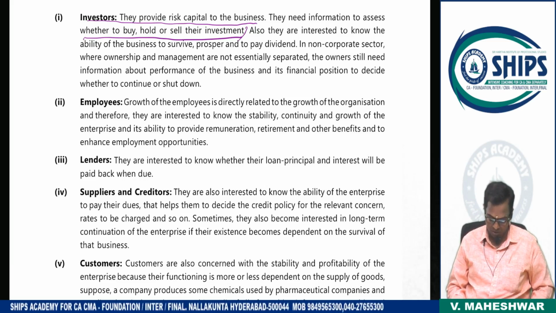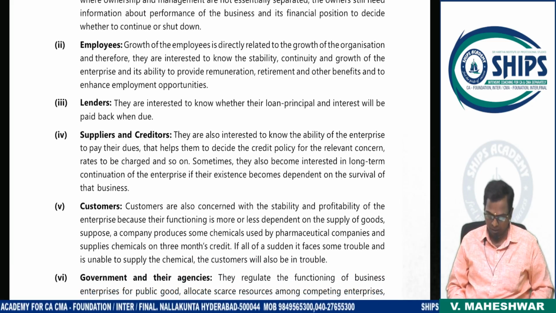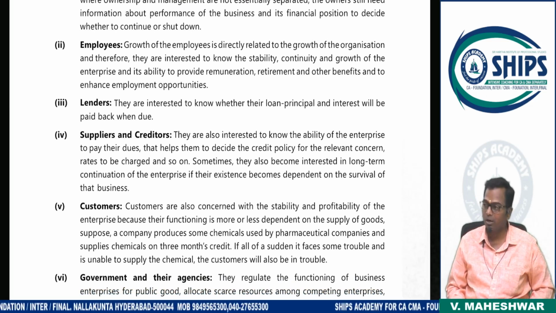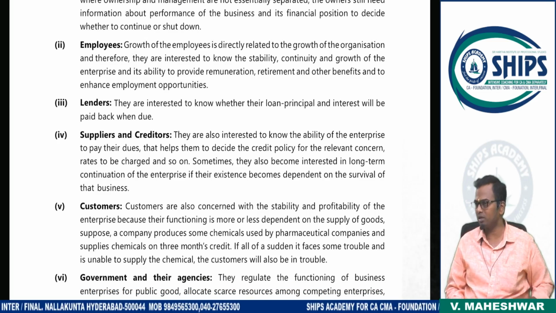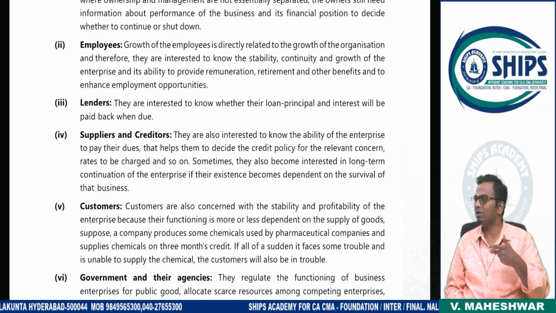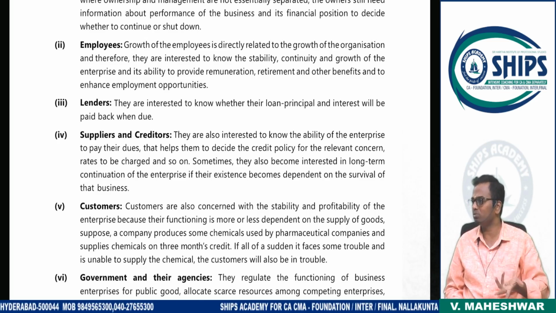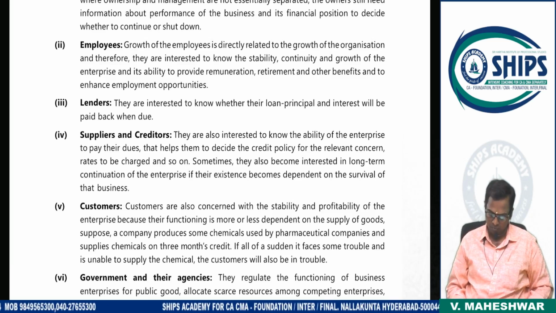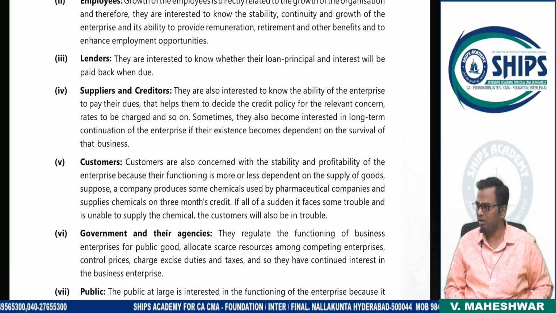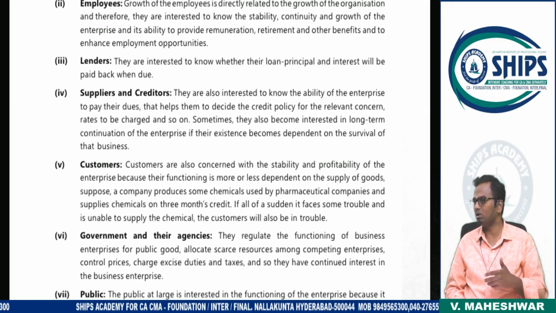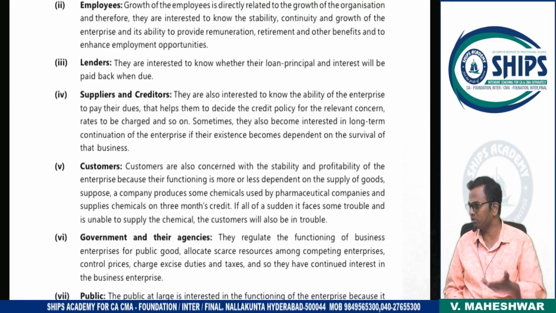That is your employees. Next, lenders: they are interested to know whether the loan principal and interest will be paid back when due, meaning the creditors, they gave the loan, when will it come back. When they have hopes, automatically, when a company is in a profit motive, automatically your dues will be paid back. And a supplier and a creditor, that is nothing but a manufacturer, wholesaler or a raw material provider, a person who is producing for a company.